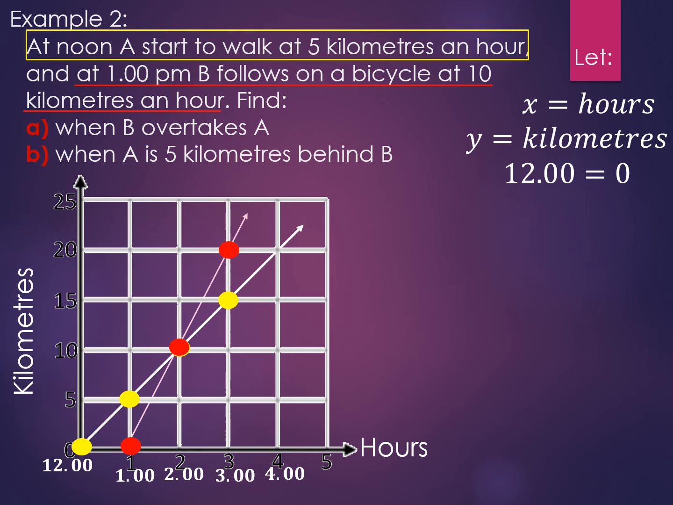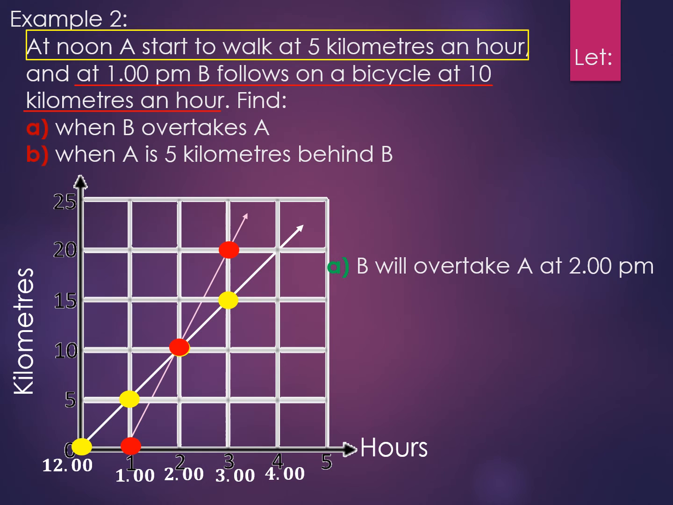Now, it says there, find when B overtakes A. So where is that part that person B is overtaking person A? So it is at 2 o'clock. So at 2 o'clock, person B is starting to overtake person A. So we can conclude that B will overtake A at 2 o'clock p.m.